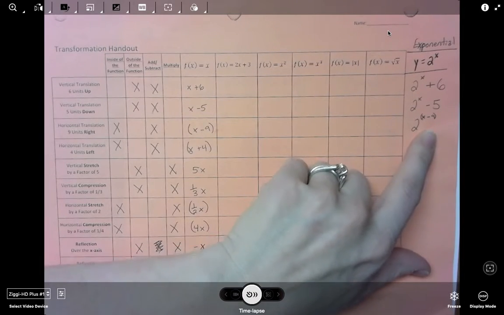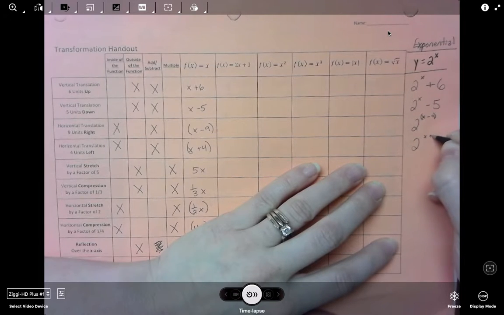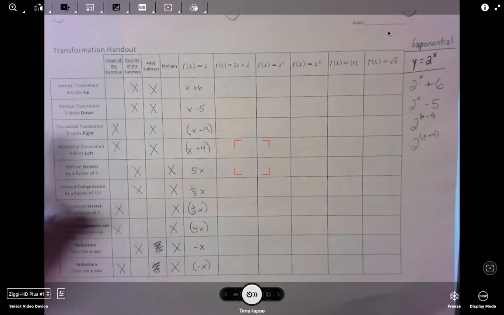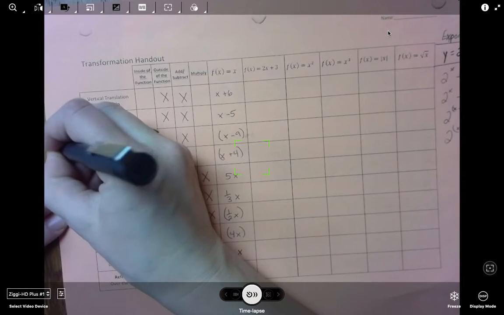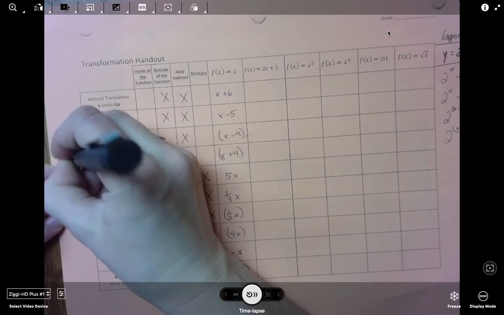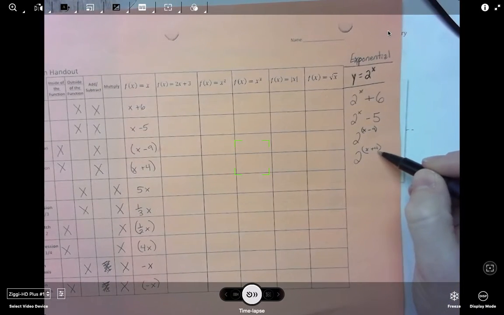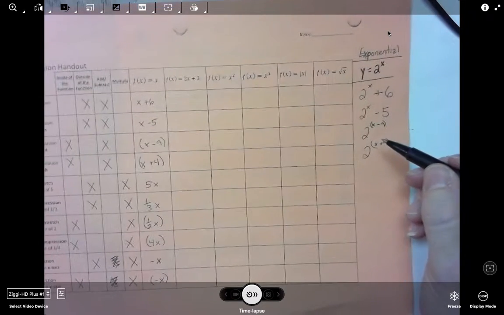Okay. 4 units to the left will look like x plus 4. Again, these are the weird ones where you do the opposite sign. I think maybe I even had you star it. Opposite sign. So plus means left, minus means right. So you use the opposite sign.